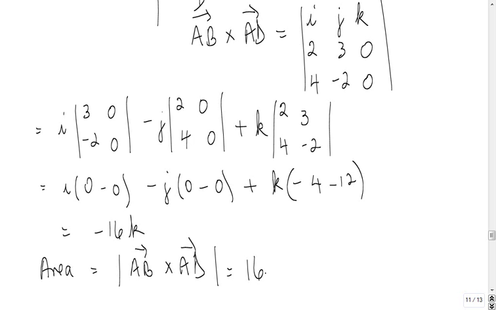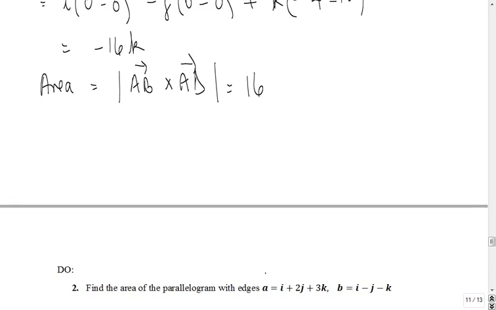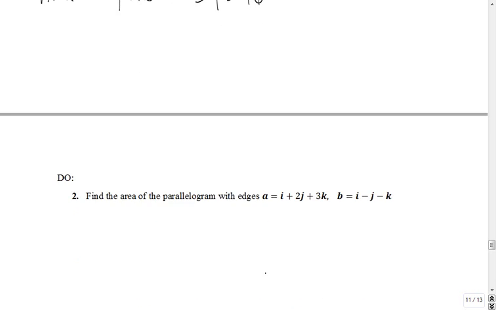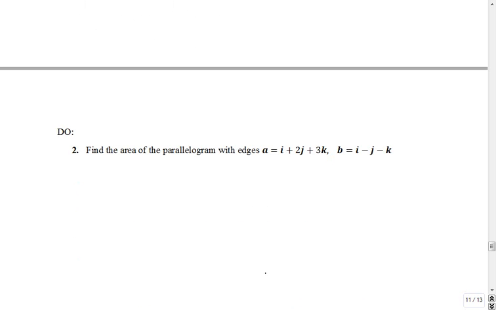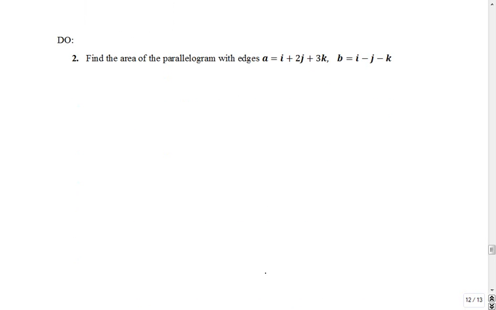Any questions? Okay, try this one. Find the area of the parallelogram with these two edges. So again, you just find A cross B and you find its length and you are done. Okay, let's go over it.